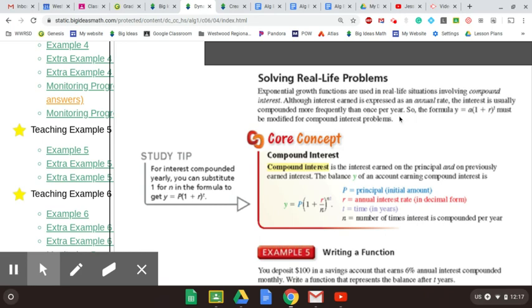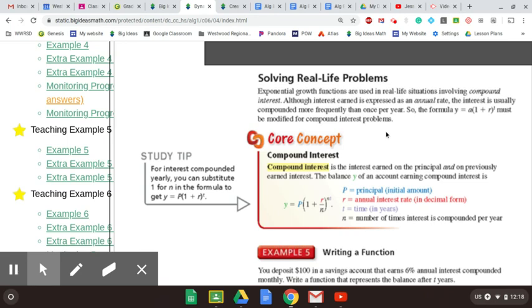Compounded means that you're adding your amount of interest to your total amount and getting a new total. Then when you compound again, you add the interest to the total and you get a new total. So by compounding, you get new totals that you're earning interest on. So you're really earning interest on interest, and that's compound interest.